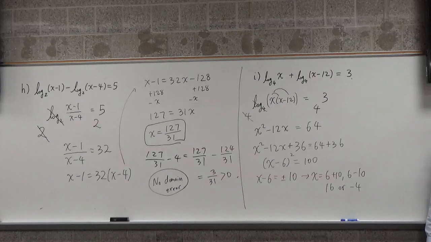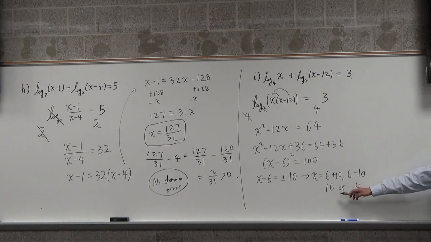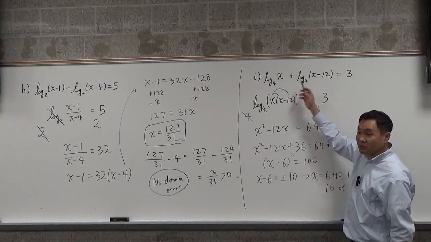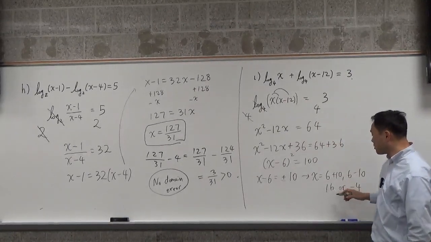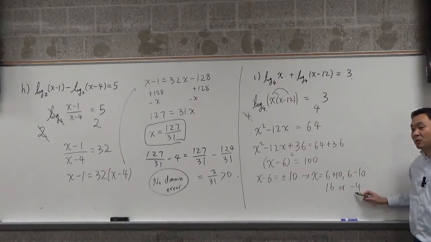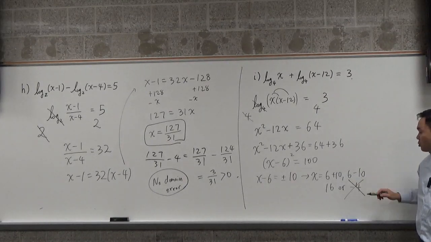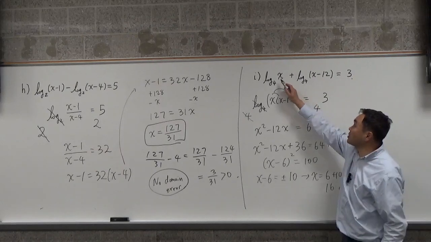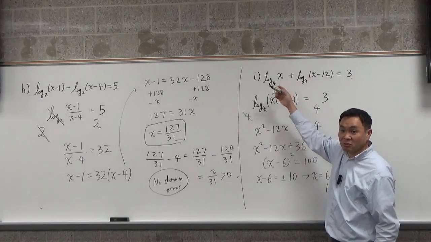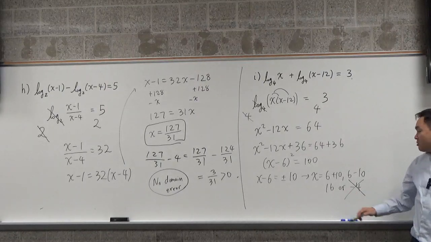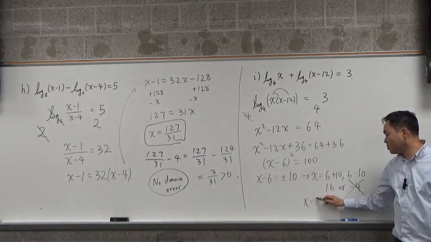Okay. Are they both valid solutions? Is 16 okay? Yeah, that's okay because 16 minus 12 is positive. So this one doesn't cause any domain error, but this one does, right? Negative 4 will cause a domain error. So this one won't be accepted because if you plug in negative 4 here, it becomes negative inside the log. That can't be. So the only answer is positive 16. So the answer is x equals 16.